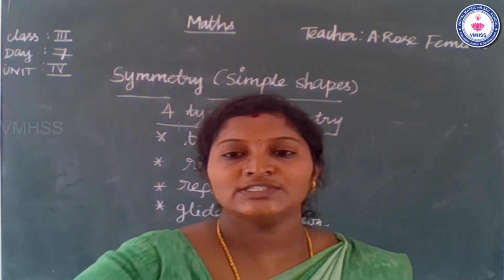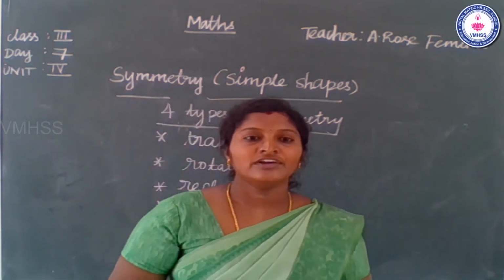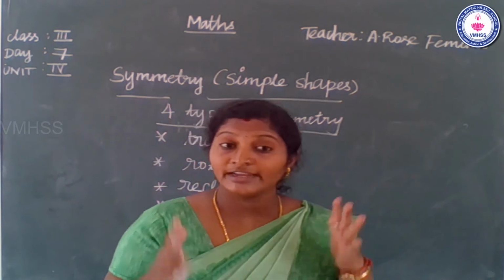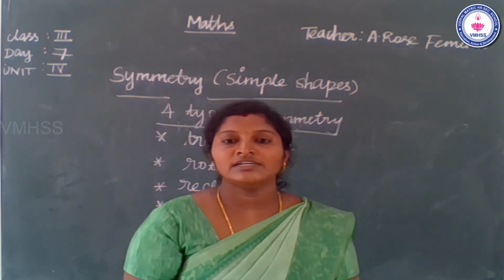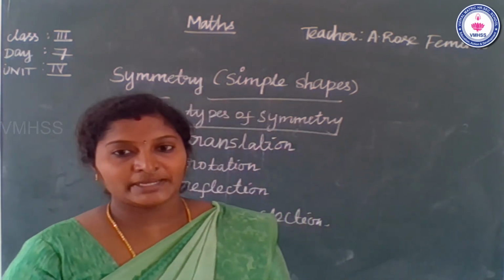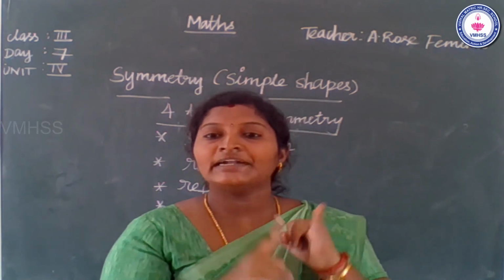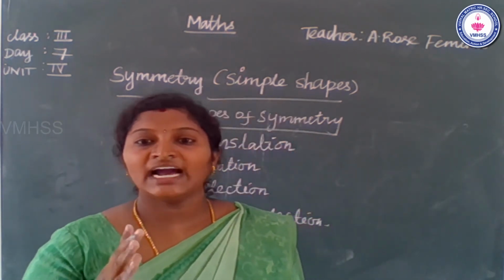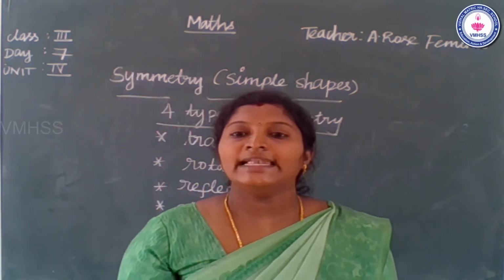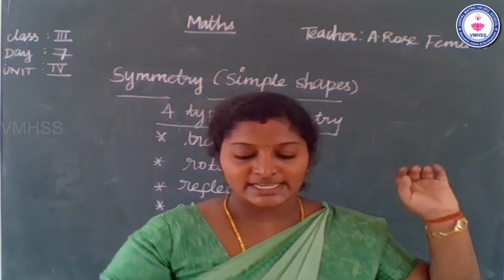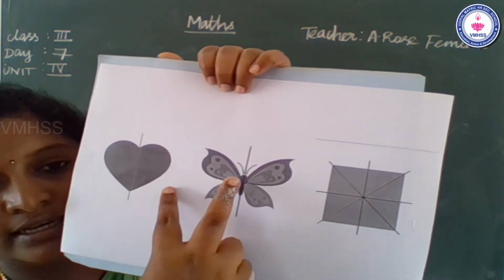Okay, next one. How is symmetry used in daily life? Students, you tell the answer. You already know. Examples of symmetry are reflections of trees in clear water, and reflections of mountains in a lake. Then, wings of most butterflies. See there, it's equal.